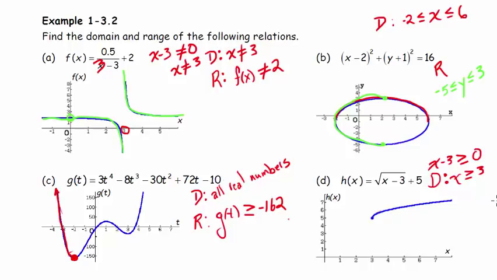Now the range is a little tougher. Like I said, I use the graphical representation. My range here, if I think up and down, the smallest value here is that 5? And then it can get larger and larger and larger. So my range here, h of x, is greater than or equal to 5. Alright, so that's how we might find the domain and range if we don't have a context.